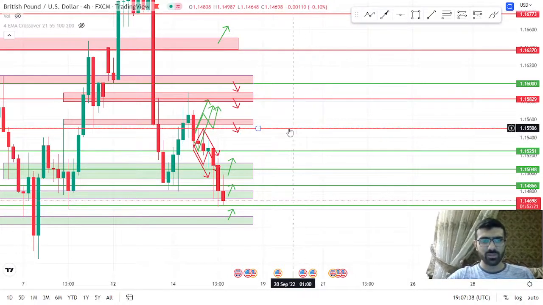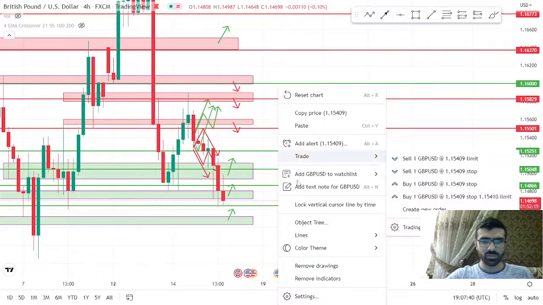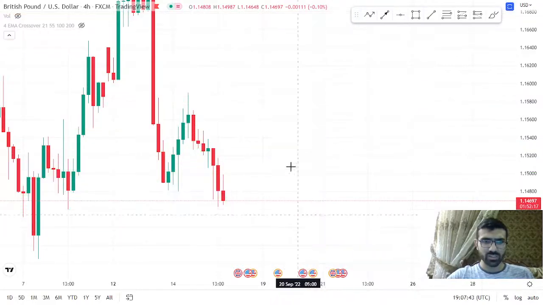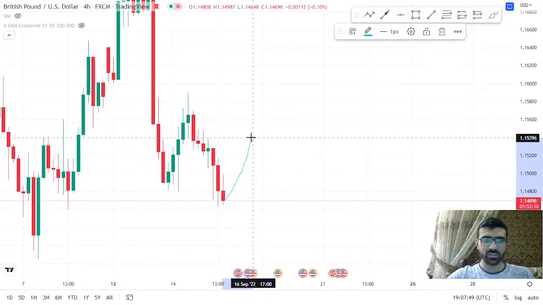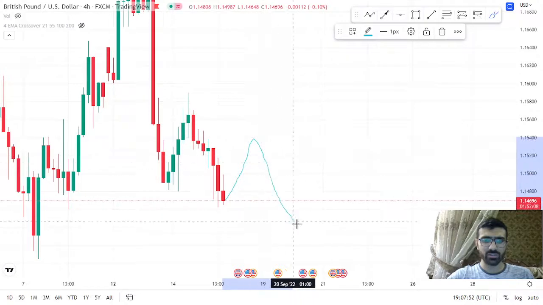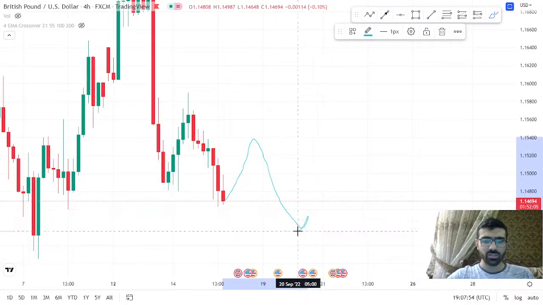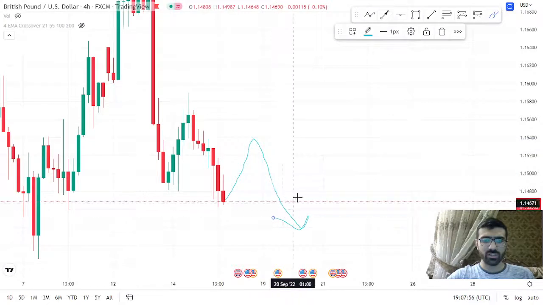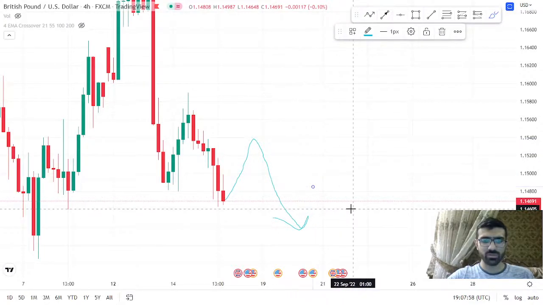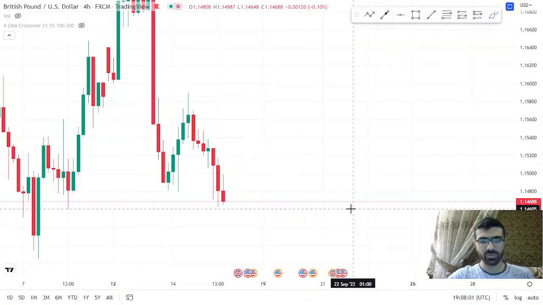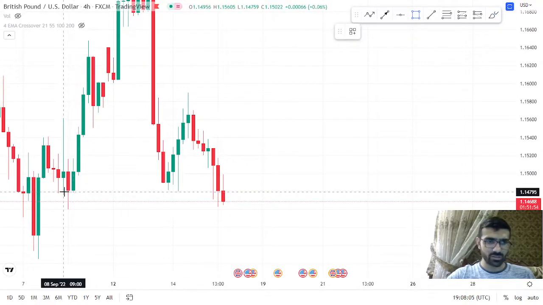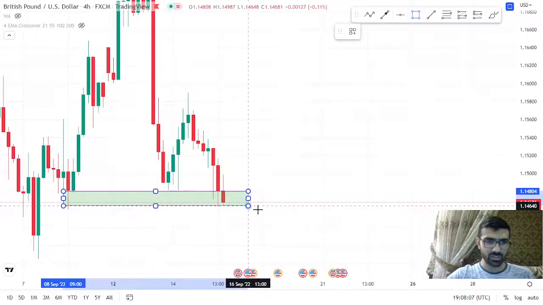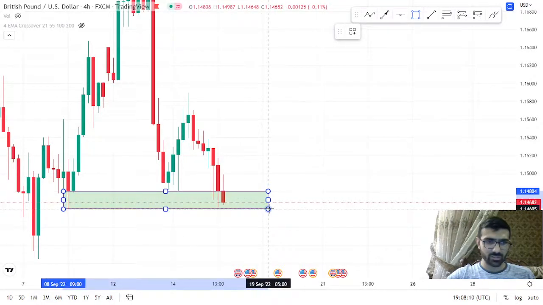So let me just remove all the previous drawings, and let me mark the fresh drawings. What I am expecting is that market will at least retrace till here, and then further go down. Okay, so this is my setup, but you never know what can happen. Let me mark my areas once again, and you can clearly see that this area has been tested now.